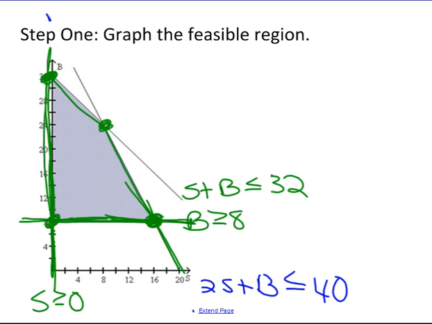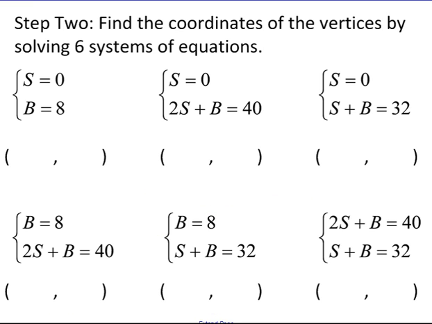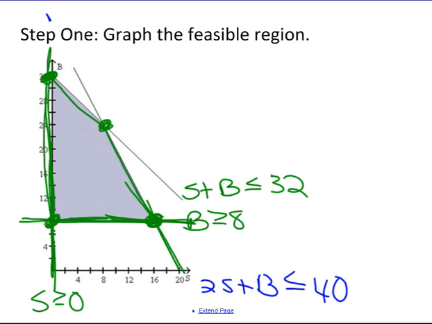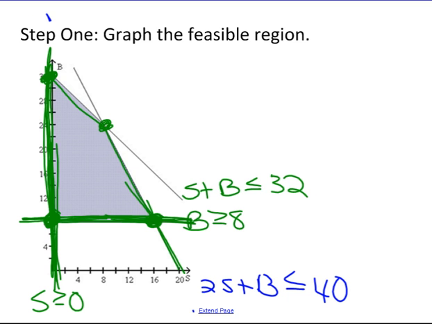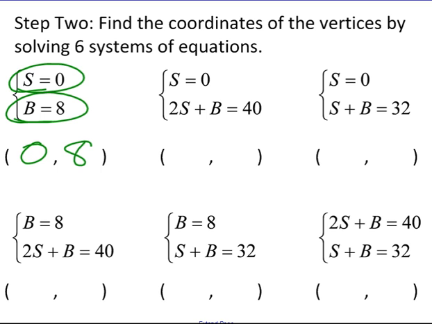All right, so we need to find out where s equals 0 crosses with b equals 8. So here's my s equals 0, and here's my b equals 8. Well, it crosses at that point right there, which should be pretty obvious that it's the point 0, 8. Okay, so s is equal to 0, and 2s plus b equals 40.